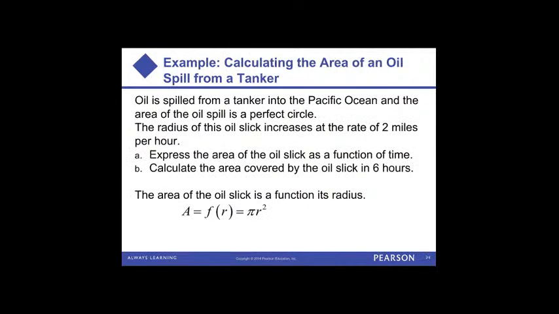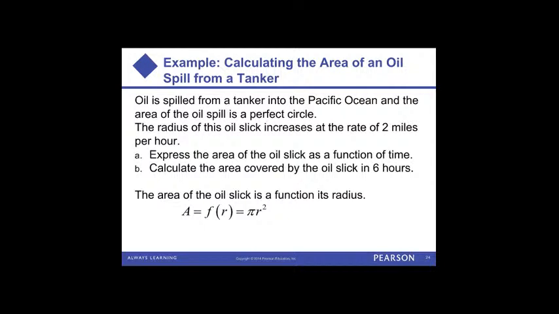So in this example, it says calculating the area of an oil spill from a tanker. Oil is spilled from a tanker into the Pacific Ocean, and the area of the oil spill is a perfect circle. It says the radius of this oil slick increases at a rate of 2 miles per hour. Express the area of the oil slick as a function of time, and then calculate the area covered by the oil slick in 6 hours, right? So we have the area as a function of the radius.